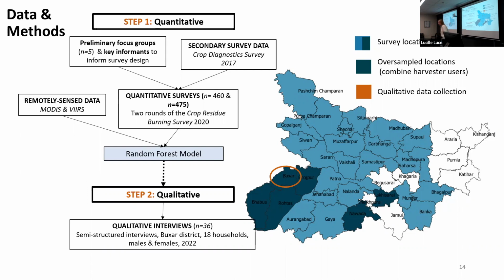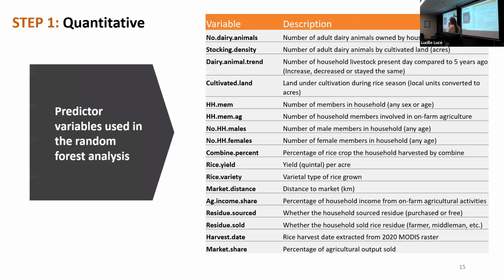So these were semi-structured interviews, 18 households. The male and female head of household were interviewed by female interviewers separately, and that was to get a sense of the decision-making process within the household. But let's take a look at the quantitative.